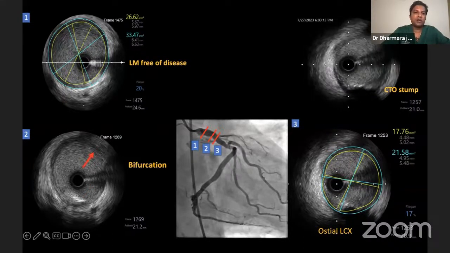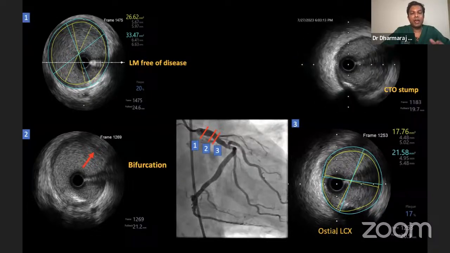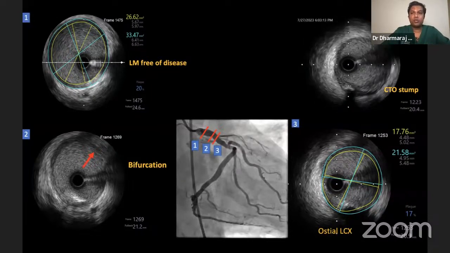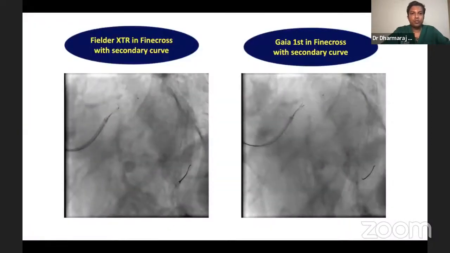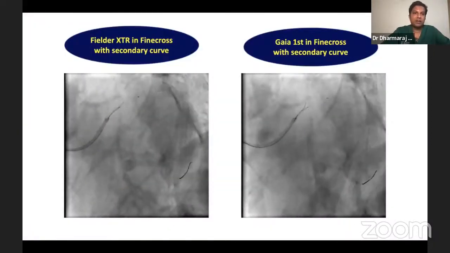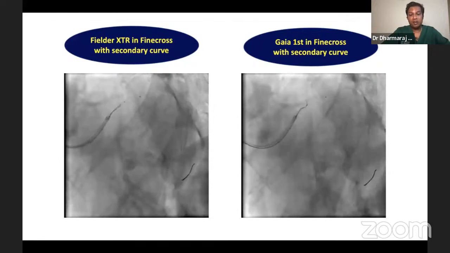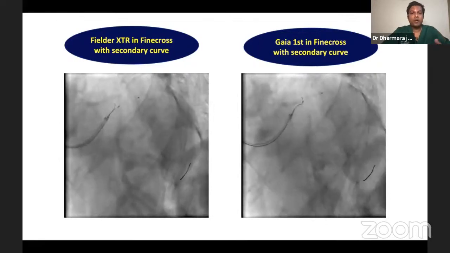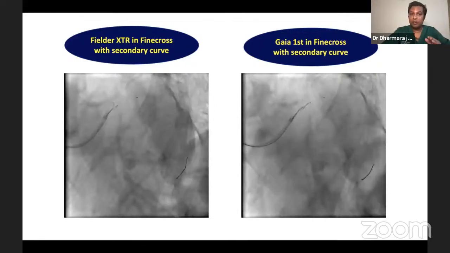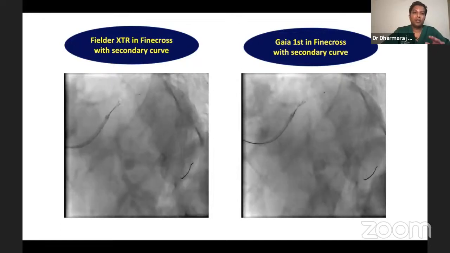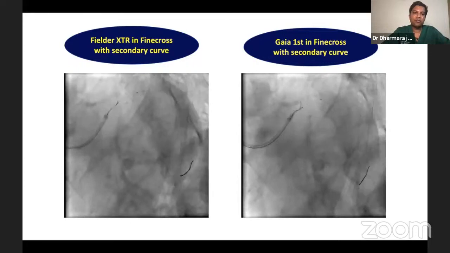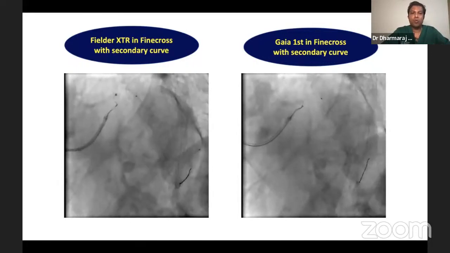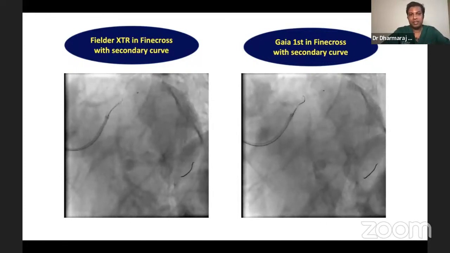If you're going to do an IVUS guided puncture, keep it in the middle and not at the peripheries, because that's when you will enter the subintimal space. So I used a Fielder XTR in a fine cross with a secondary curve, because it is recommended that you use a secondary curve when you're doing a CTO at the ostium. And this left main is rather large. So I used a secondary curve in order to guide my wire to the site I need to puncture.